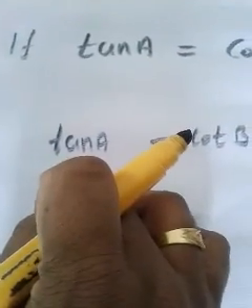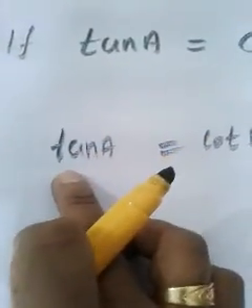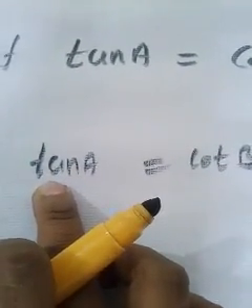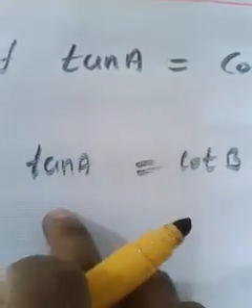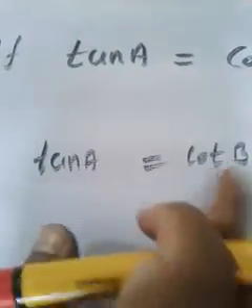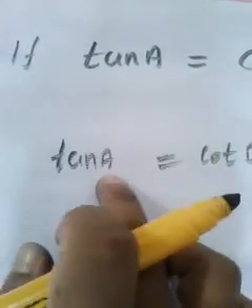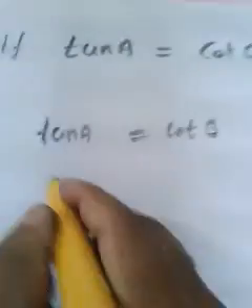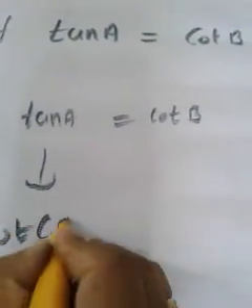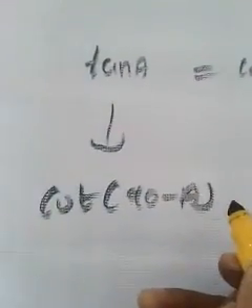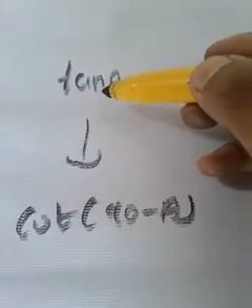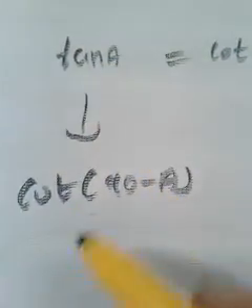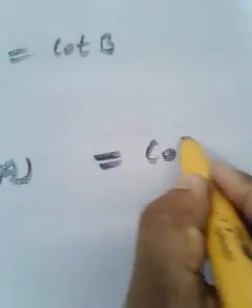same. So how can we write tan A in terms of cot? You can change the LHS or the RHS as you wish. Here the LHS is in terms of tan, the RHS in terms of cot. So let me change this tan in terms of cot. Instead of tan A, can I write cot of 90 minus A? Yes, because cot of 90 minus A is nothing but tan A. So replace tan A by cot of 90 minus A, and the RHS as it is.